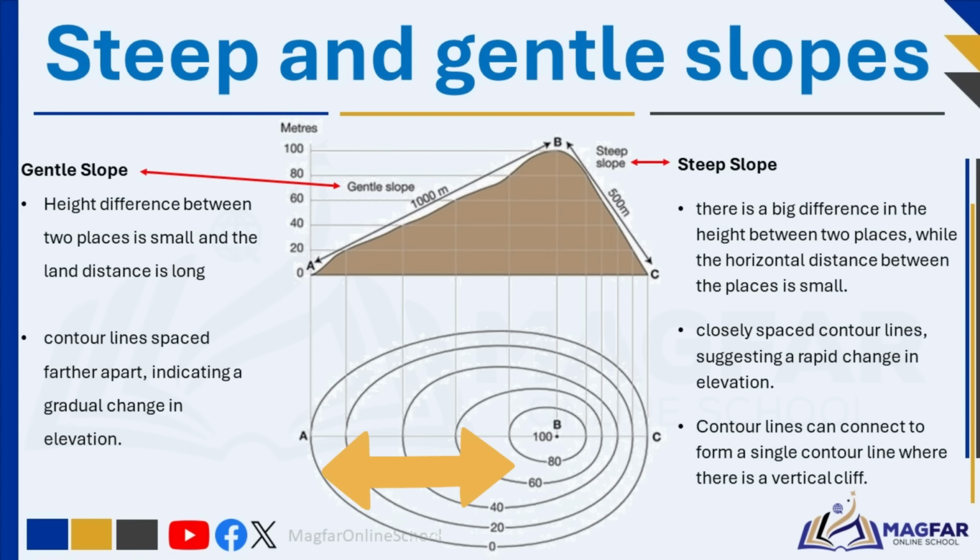Gentle slopes have contour lines spaced farther apart, indicating a gradual change in elevation. The further apart the contour lines, the more gradual the slope.